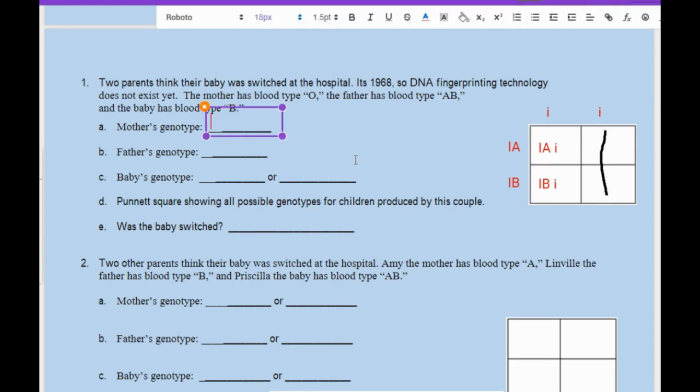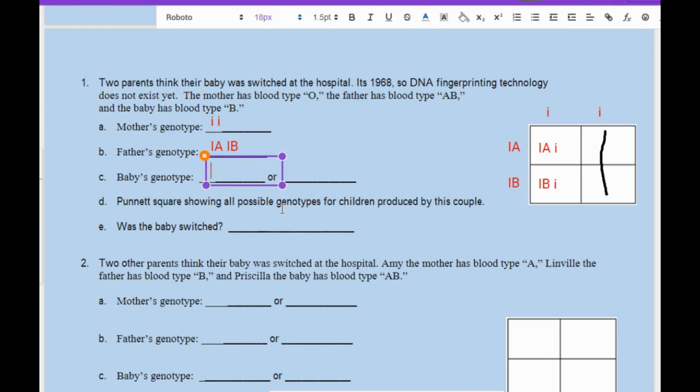Mother's genotype, she's little i, because she was type O. Father's genotype, he's AB, so he's got a big I A and a big I B. Let me put a little space in there so you can see the two alleles easier. The baby's genotypes, there's two of them. They could be, well, let's see.